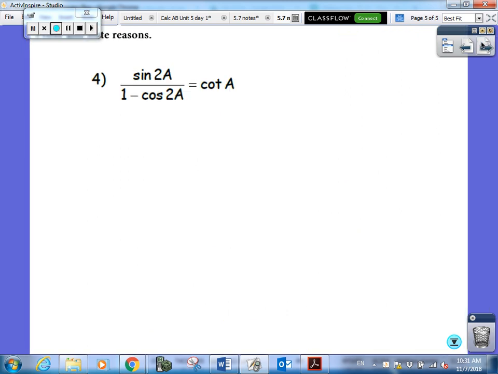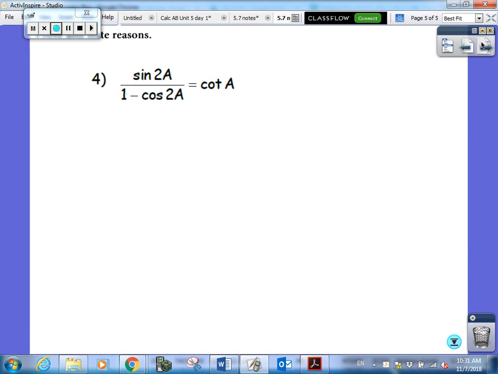All right, number 4. So hopefully we look at that left side, and the left side is what we want to do something to. The right side is going to be what we're keeping the same. So anytime you have a double angle in a proof, you want to expand it. Anytime you have that, I would say 100% of the time, you want to expand it. Because right now, we can't do anything.